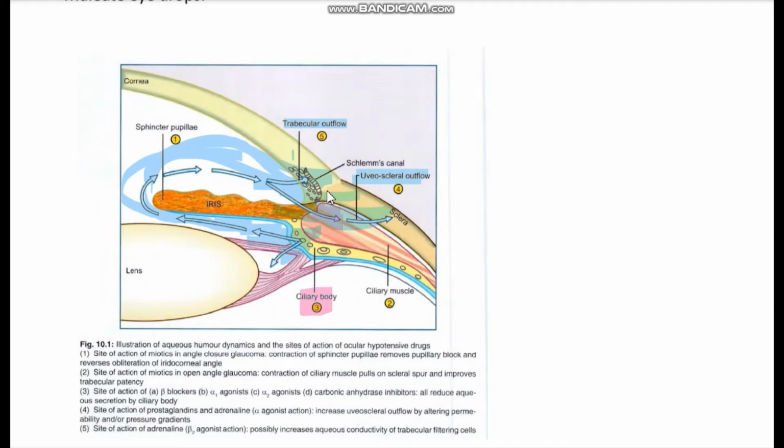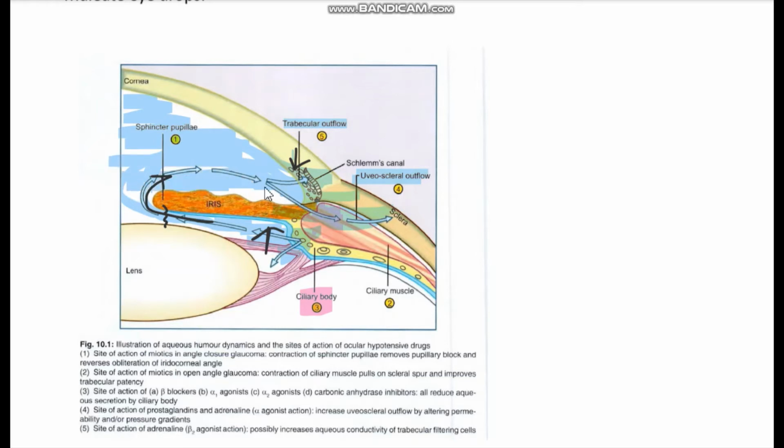Now, what happens in glaucoma is that there is some problem either with the secretion of the fluid, either it is excessively secreted, or it is facing decreased absorption. Or maybe there is an obstruction in this area which is not allowing the fluid to come out and it is building up within this area. And whenever it starts building up within the anterior chamber, there is increased intraocular tension.